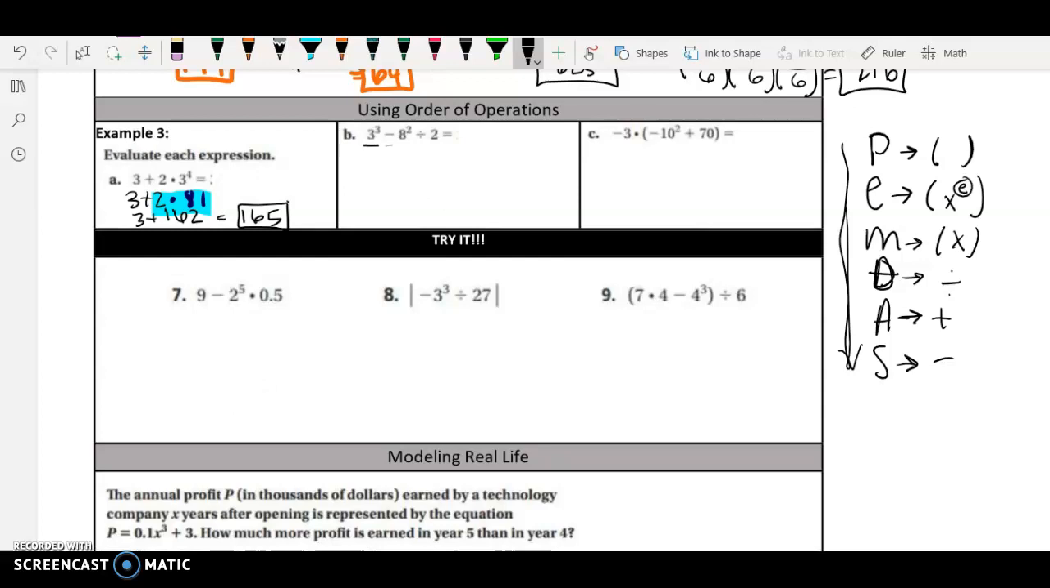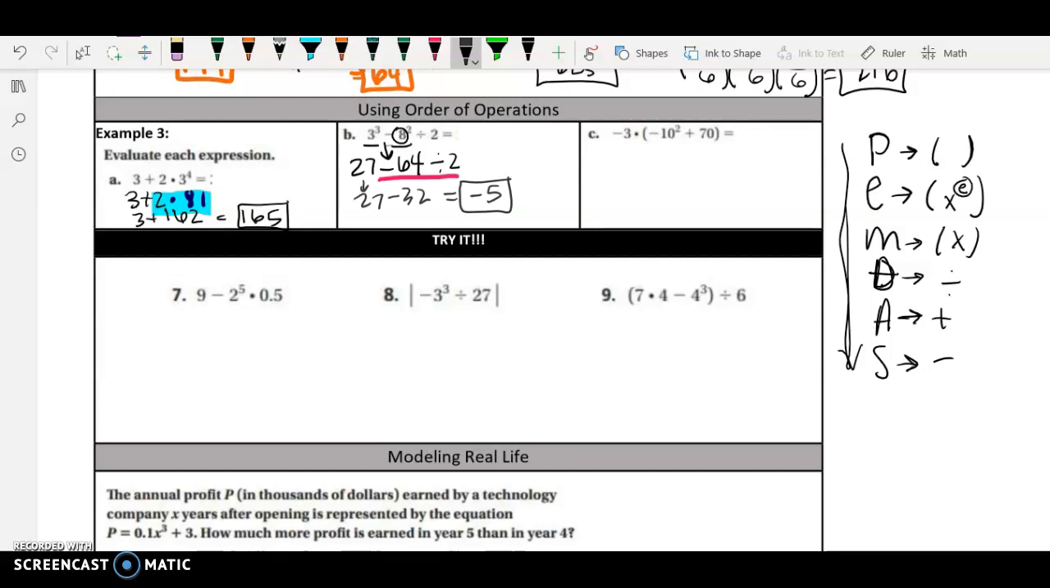So exponents first. So we're going to do these two first. So we have 3 times 3 times 3, so 27, minus, and that minus comes down because it's not in the parentheses with the 8. So the 8 is being multiplied by itself twice. So that is 64 divided by 2. And then now we're going to do negative 64 divided by 2. And we get negative 32. Bring down your 27. And that gives us negative 5. So that's my answer.